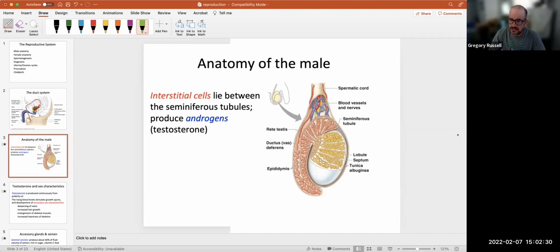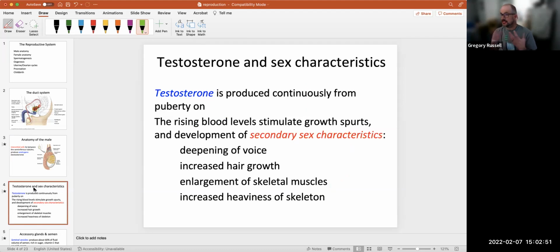In the connective tissue that makes the testes up, it's all this white area that you see here between the tubules. There are additional cells that are responsible for the production of testosterone. Those are called interstitial cells, and they lie between those seminiferous tubules. So in addition to making sperm, one of the things that we associate our testes with is the production of testosterone.